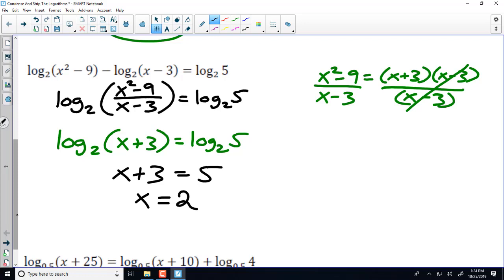Now you will notice that if we try to plug 2 into our original equation, then we do end up taking the logarithm of a negative number here. We also end up doing it here. So 2, which was our only possible answer, doesn't actually work. So we reject that, and we say there is no solution to this problem right here. Okay, last one down here.